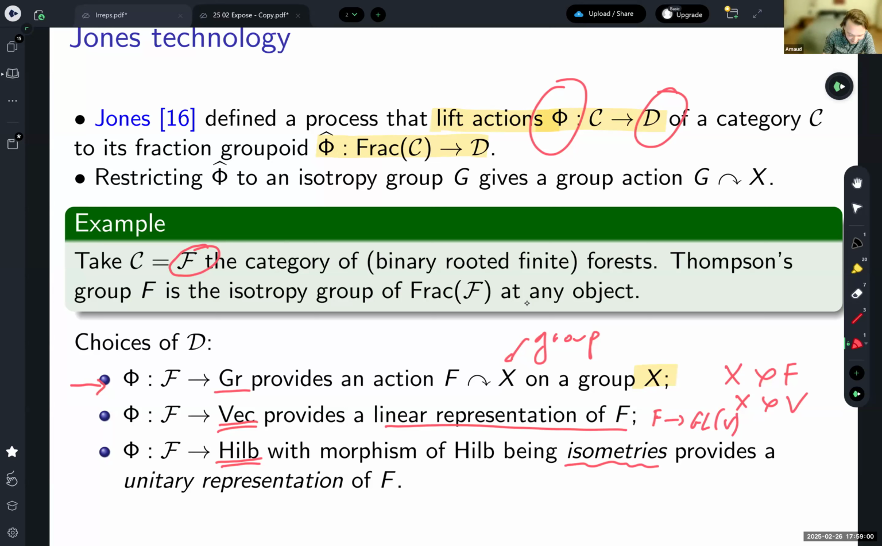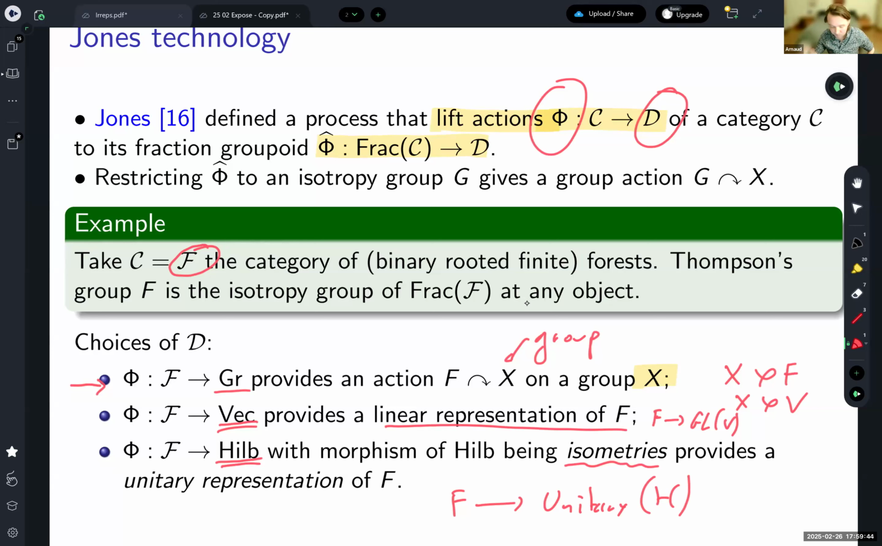Sorry. And the last one, which is really neat, especially for looking at analytical properties of Thompson's group F, is that if you take a functor into the category of Hilbert spaces, restricted to isometries, you get a unitary representation of Thompson's group F. So that's pretty nice. Really you get a map into the unitary group of a certain Hilbert space. From there, you can take matrix coefficients, you can get positive definite functions on your group, cross coefficients, completely bounded maps on your group. So many things, like Herz-Schur multipliers, etc.